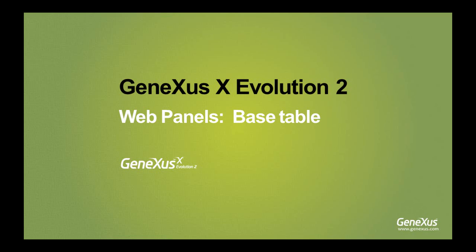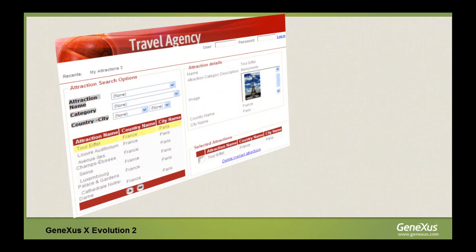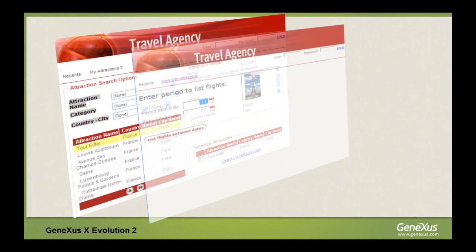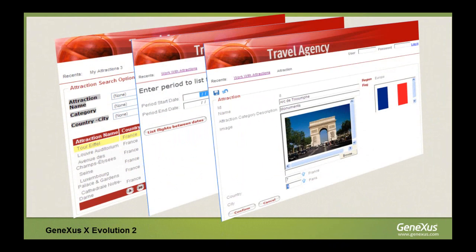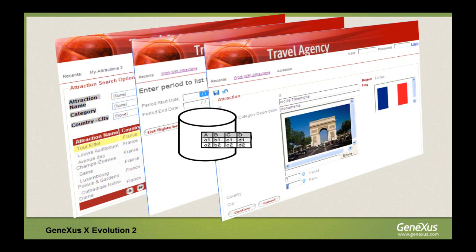In this video, we will see in detail some of the ideas we briefly mentioned in previous videos, such as, what is it that we call base table in a web panel? Does every web panel have a base table? What is the difference between a web panel's base table and a grid's base table? And finally, why is all this important to us?